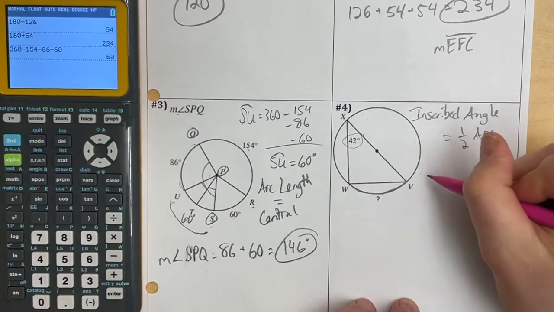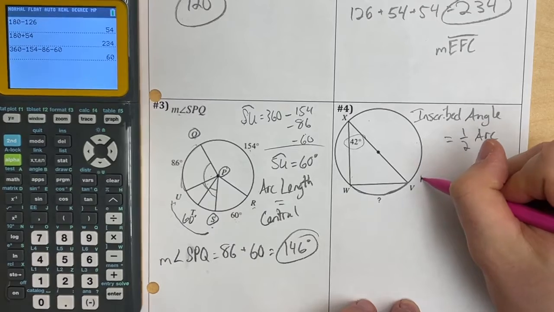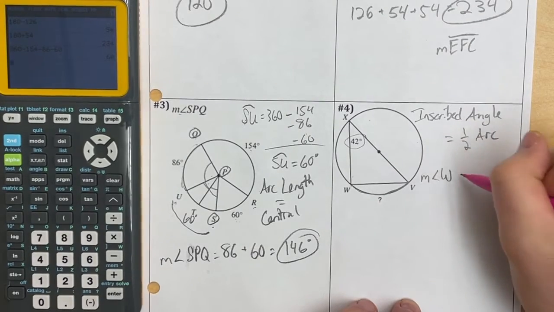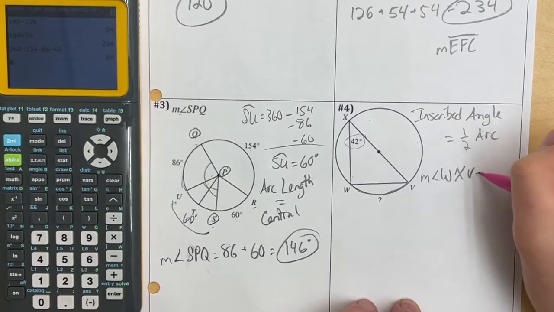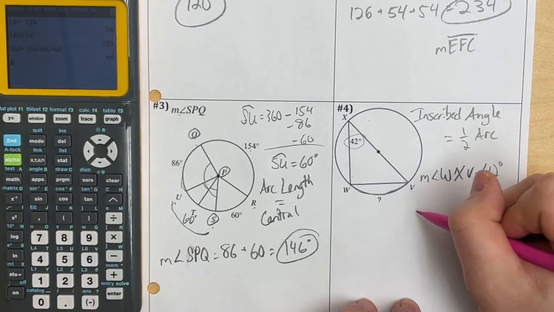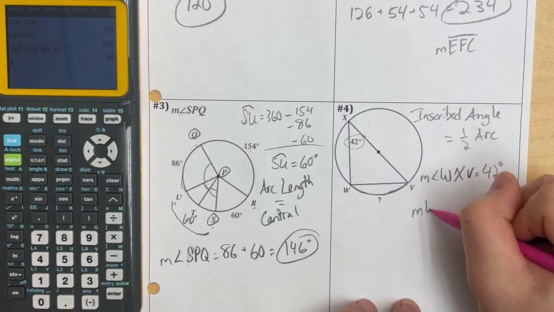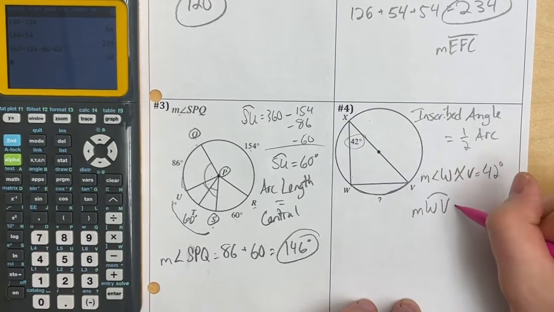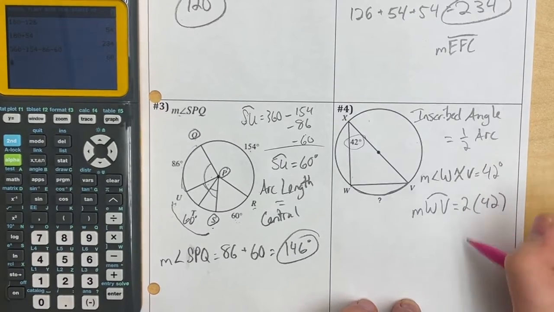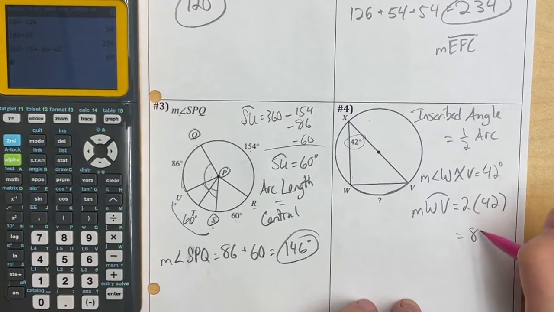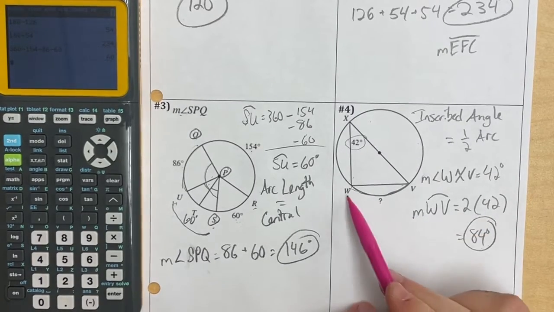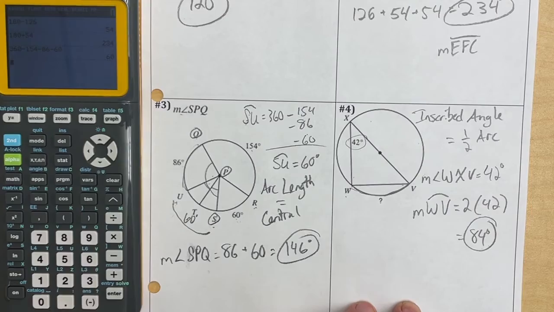So the measure of angle WXV is 42 degrees, and then the measure of the arc WV is going to be 2 times that amount. So 2 times 42 equals 84 degrees. So this arc length of WV is going to be 84 degrees.